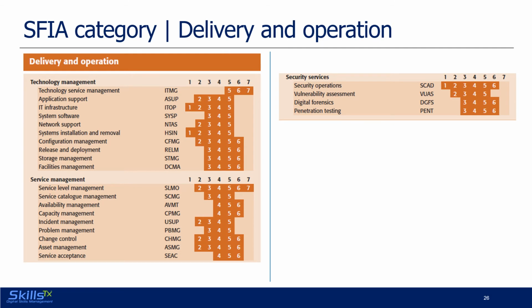The delivery and operation category now has 3 subcategories as it did before, but they have been renamed and restructured in terms of the skills that are contained within them. So the first one is technology management, then we have service management, and then security services. So some skills that were in other categories have moved into here. So digital forensics is a good example. It used to be in the skills and quality section. It's now within the security services subcategory of delivery and operation.